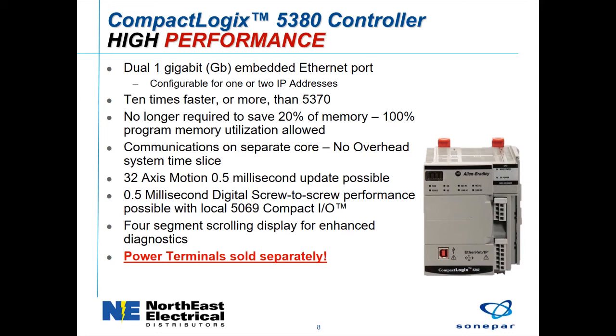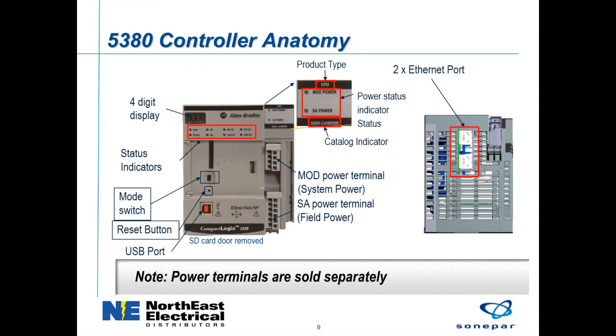So here's a little closer look at what the 5380 controller looks like. Worth noting, catalog numbers right on the front of the unit. It's a nice improvement over some of the previous generation products. It's got a 4-segment scrolling display. The biggest benefit of that is it displays the IP address if it's assigned and the name of the PLC program. It's also got a USB port. It's programming only. You're not going to be able to use that for printers or barcode scanners or anything like that.